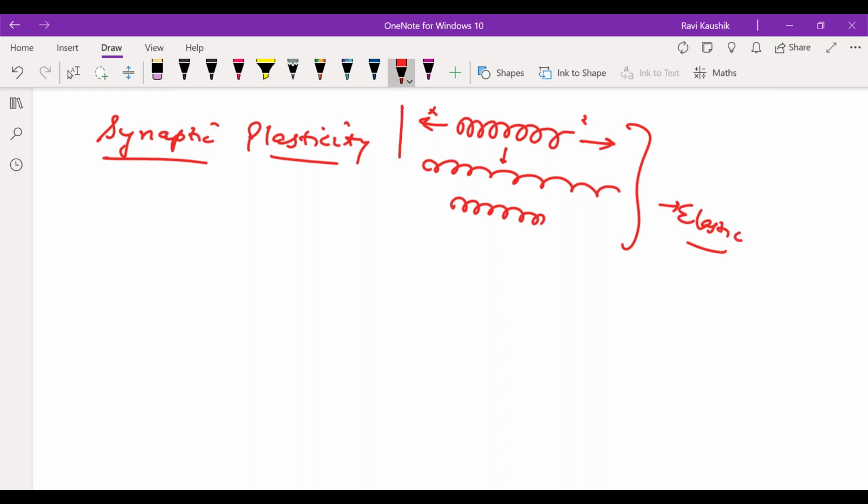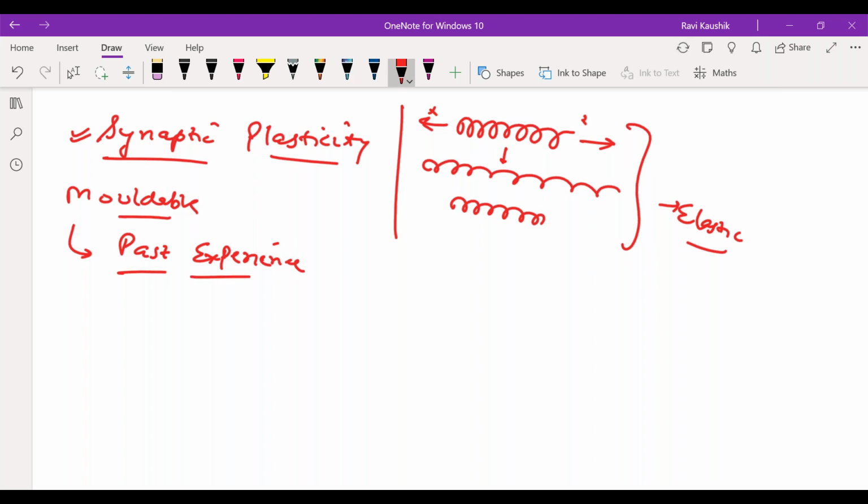Opposite to this is plastic. What is plastic? Plastic is moldable. So plastic simply means capability of being changed or capability of being molded, that is plasticity. Okay, so when will the synapse change? It will basically change based on past experience.